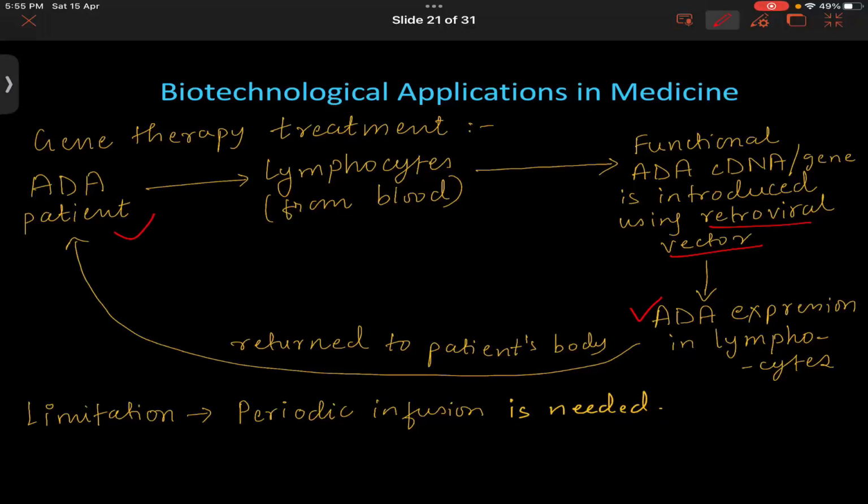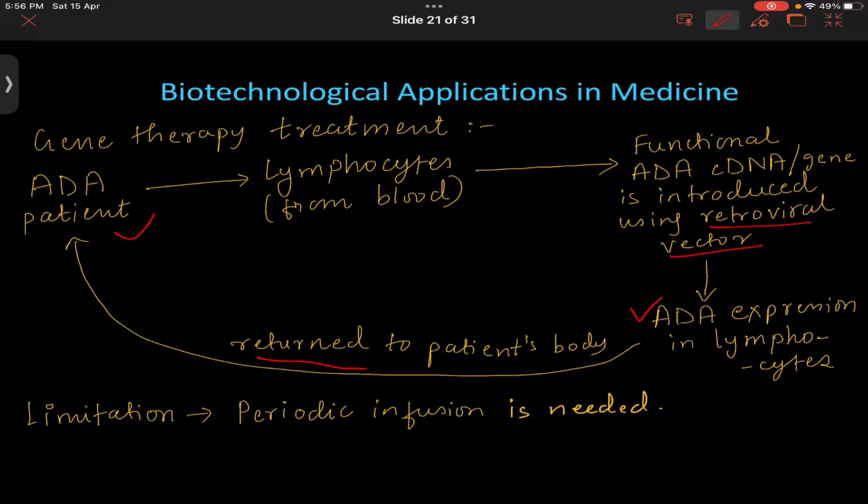Once these lymphocytes are successfully transformed, and they successfully express this enzyme, these genetically modified lymphocytes are returned back into the patient's body. So when these lymphocytes are circulating inside the blood vessels of the patient, they will secrete the enzyme and rectify the condition or improve its symptoms.